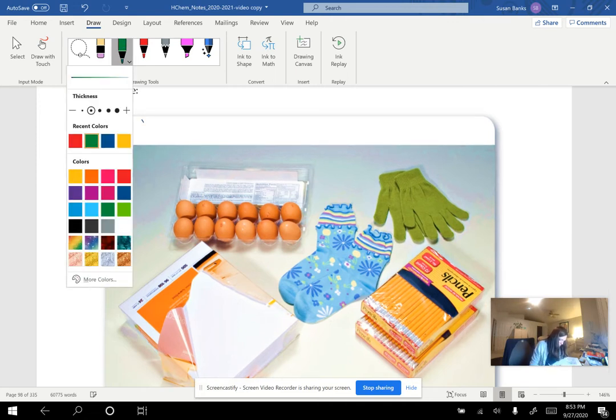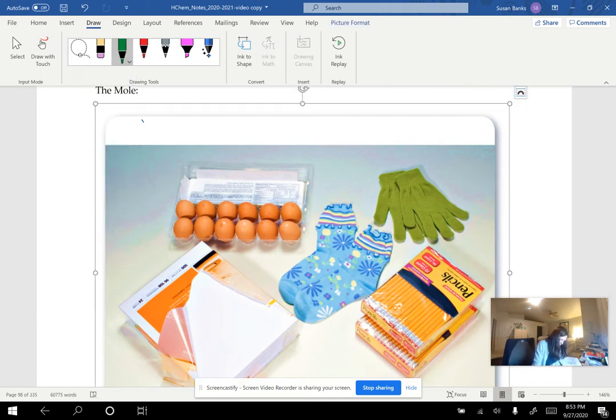So let's change the color here. So counting numbers. Why won't this let me write?